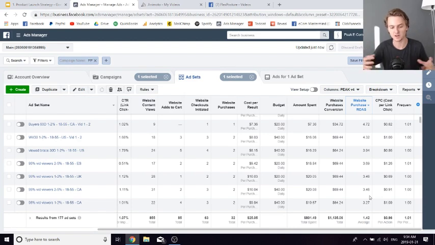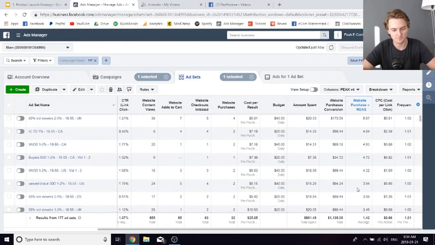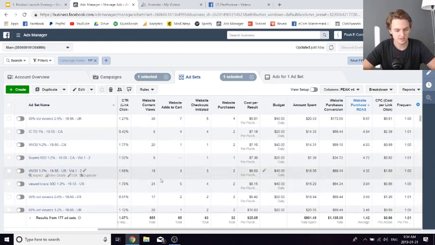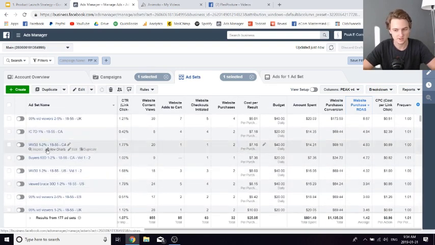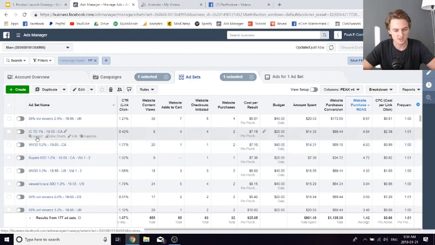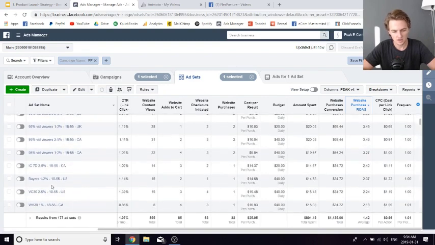At this point, I wasn't even optimizing. I wasn't killing any ad sets yet. I was just scaling horizontally, trying to spend more money, collect more data. And a lot of these ad sets were performing quite well. And so you can see that I also launched new lookalike audiences. So I started launching website visitors, initiate checkout, buyers.